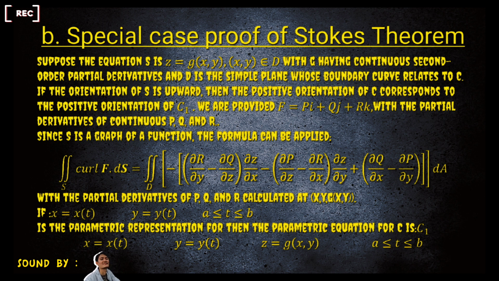With the partial derivatives of P, Q, and R calculated at (x, y, g(x, y)). If x equals x(t), y equals y(t), where a is less than or equal to t is less than or equal to b, is the parametric representation, then the parametric equation for C1 is x equals x(t), y equals y(t), z equals g(x, y), where t is from a to b.